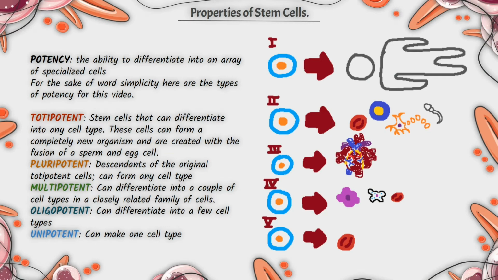Pluripotent cells are descendants of the original totipotent cells. They can form any cell type. Multipotent cells can differentiate into a couple of cell types in a closely related family of cells. Oligopotent cells can differentiate into a few cell types. And lastly, unipotent cells can only make one cell type.